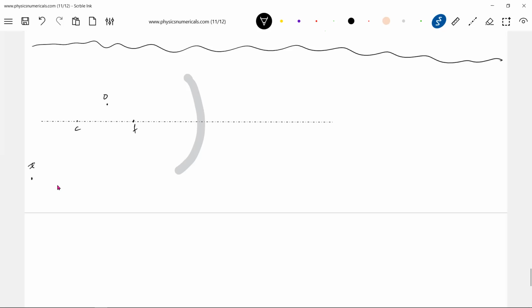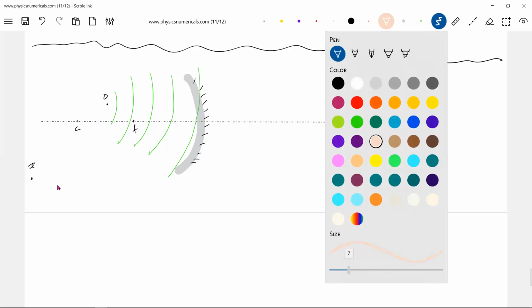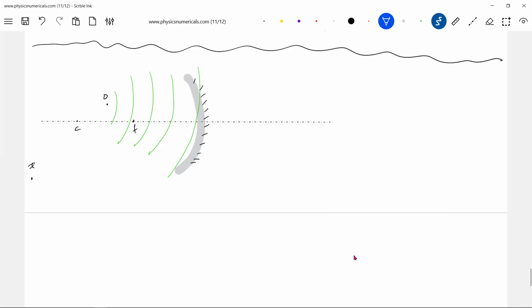How do we show the wavefront? Again, the same idea. So from here, the waves. These are the incident wavefronts. Fine. The reflected wavefront I'll show by some other color. I'll show by this color. So the reflected wave should converge at this point.